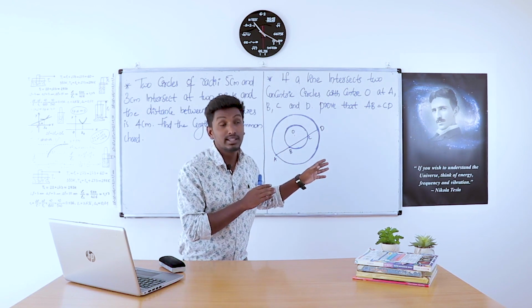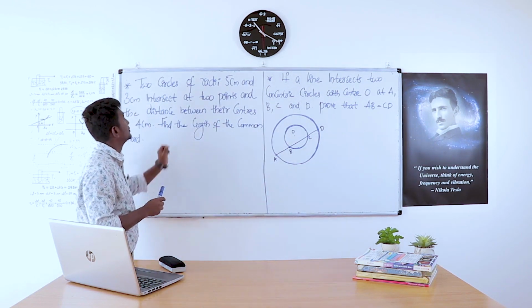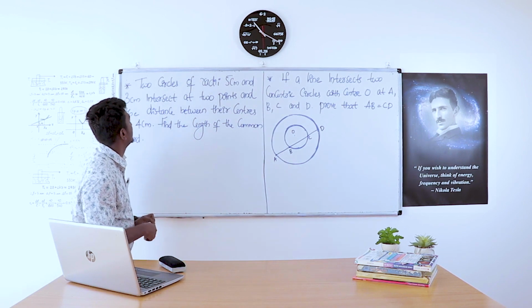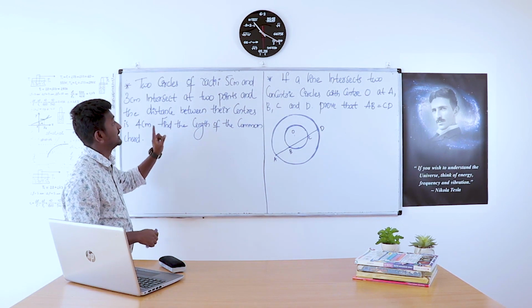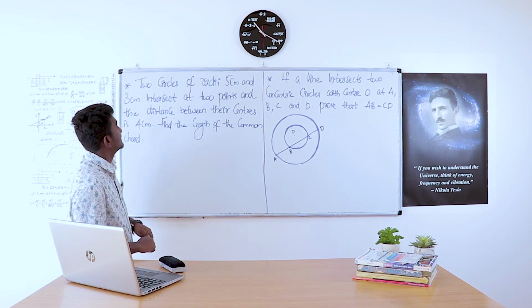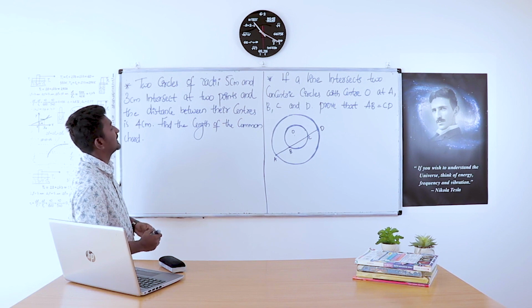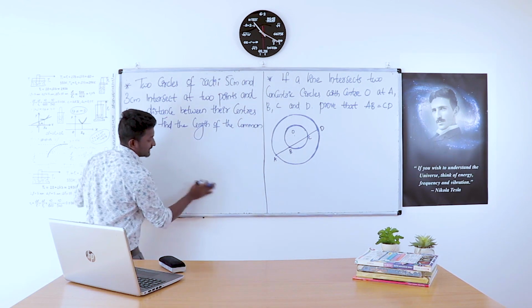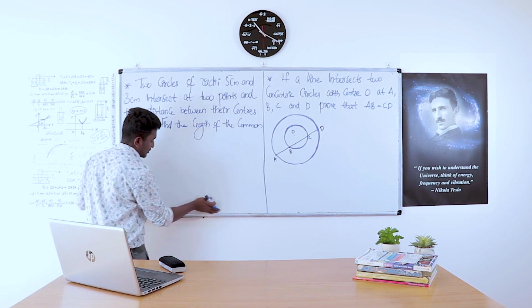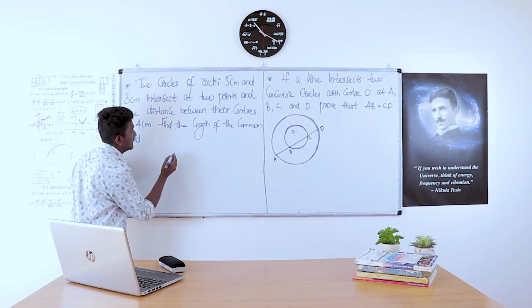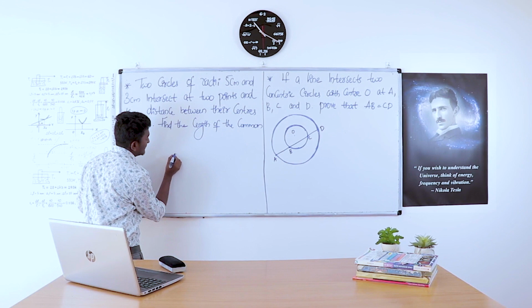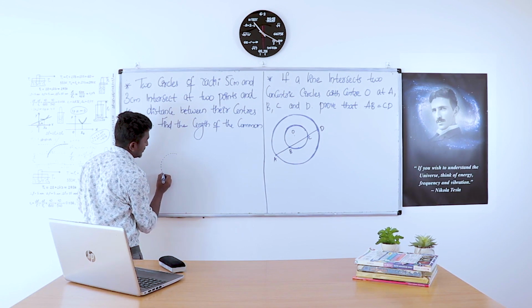Okay. The first problem is: two circles of radii 5 centimeter and 3 centimeter intersect at 2 points, and the distance between their centers is 4 centimeter. Find the length of the common chord. So we have two circles of radii 5 centimeter and 3 centimeter. First of all, I have to draw two circles of radii 3 centimeter and 5 centimeter. First, I am drawing a circle of radius 3 centimeter, which is the smallest circle.